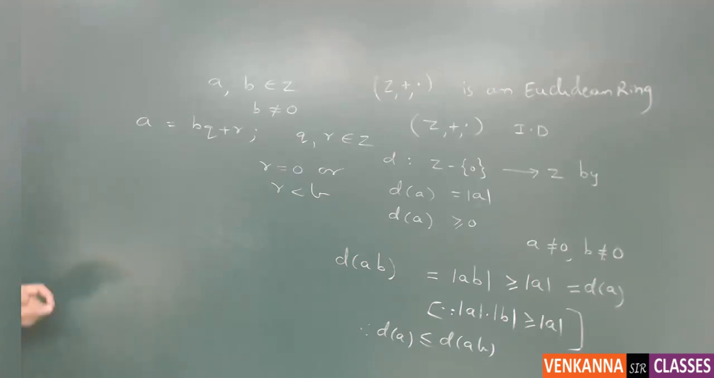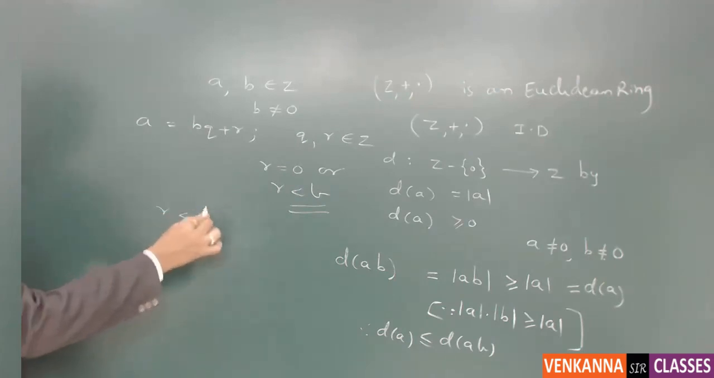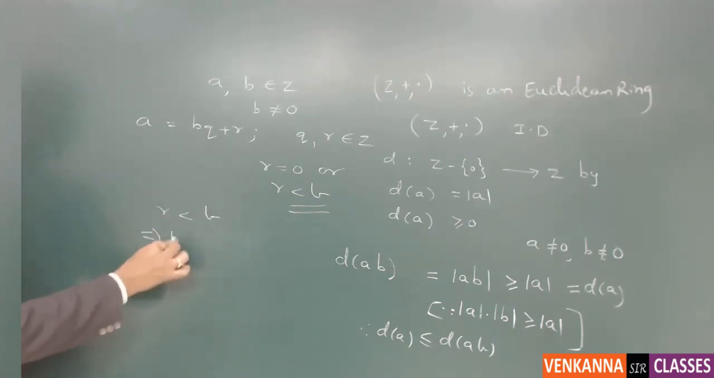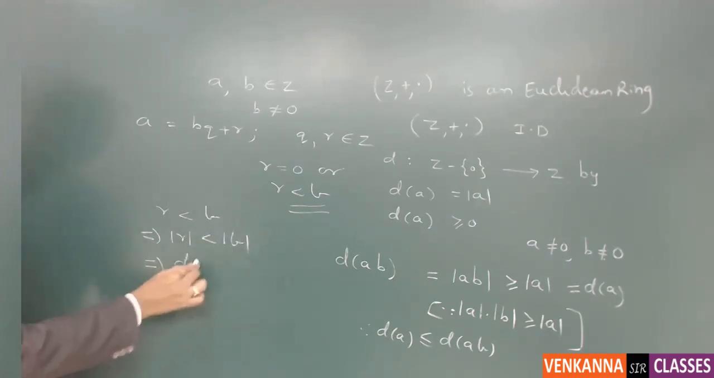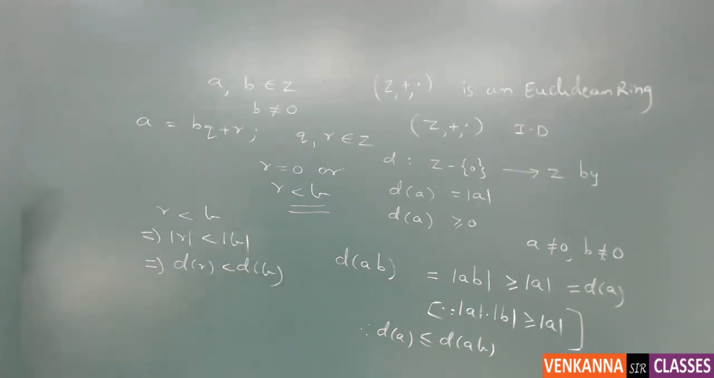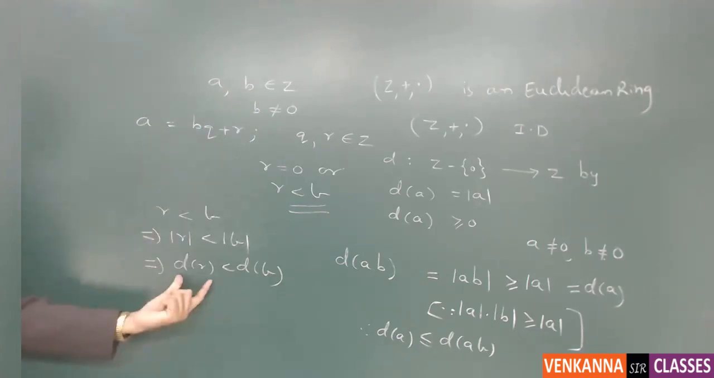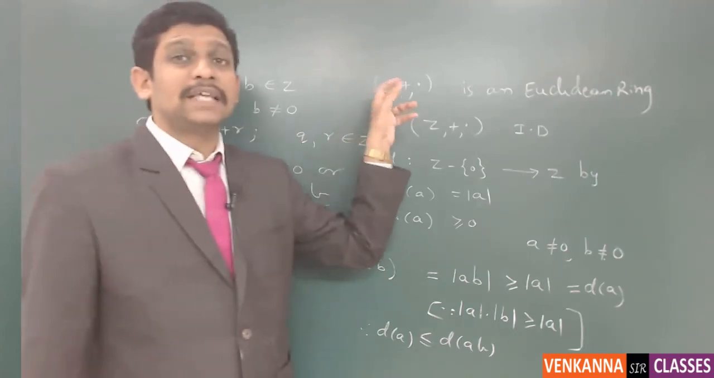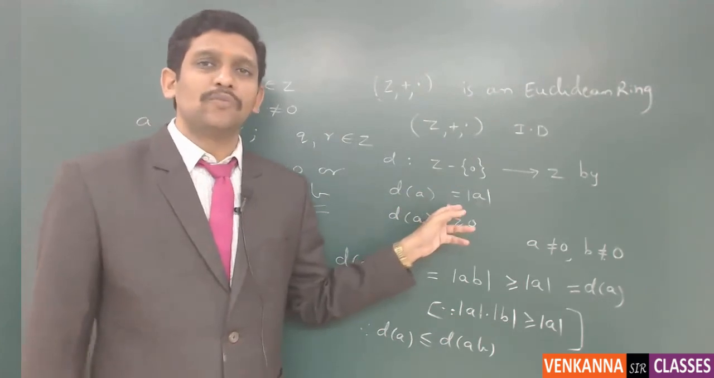Now what happens from this very condition? As we know, r is less than b implies modulus of r is less than modulus of b. This implies d of r is less than d of b. Therefore, the second condition is also satisfied, because whenever you take two values, you write them in the respective form and satisfy the mapping condition. Therefore, Z, plus, dot is an Euclidean ring in which the function is defined as d of a is equal to mod a.